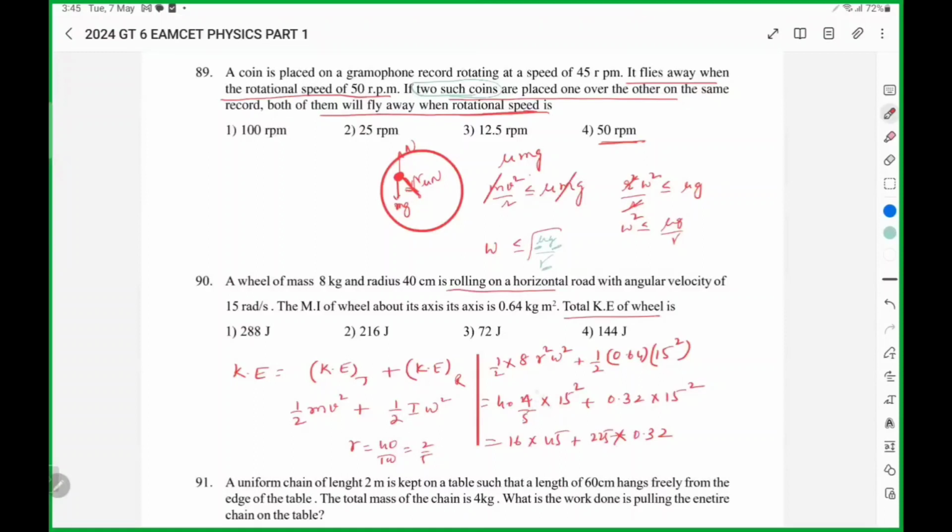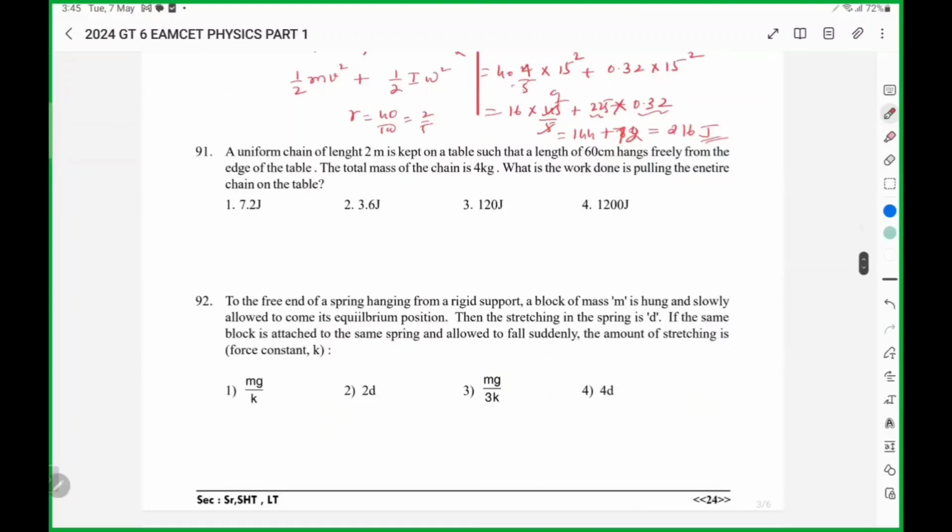Here r squared is 4 by 25, so 144 plus 225 times 0.75, around 84. So it is 216 joules.